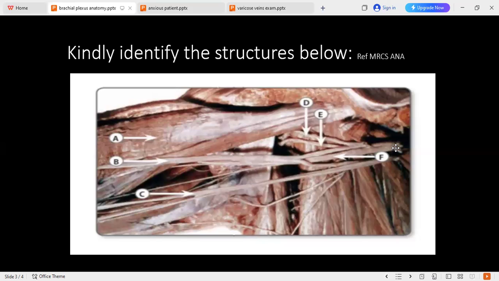What are the variations that you can confirm? Sometimes it involves cervical 4 and thoracic 2. Then it is called prefixed and postfixed. Right. Okay.